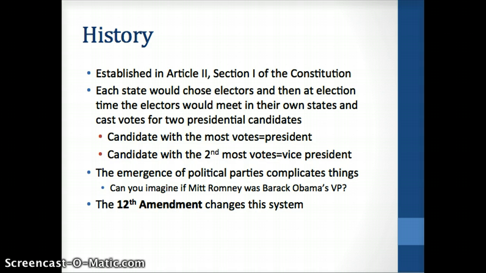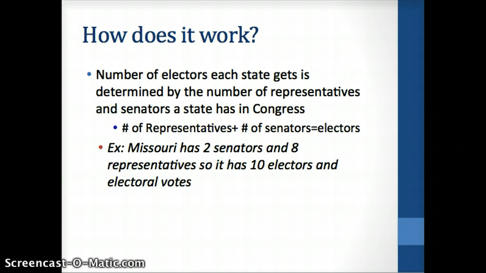But back then, the candidate with the second most votes became the vice president. Now, the emergence of political parties is really going to complicate things, because can you imagine how hard it would be to get things done if your second in command didn't agree with anything you believed in? Like, for example, can you imagine if Mitt Romney was Barack Obama's vice president? It just doesn't seem like it would really work. So they are going to pass the 12th Amendment to change this system.